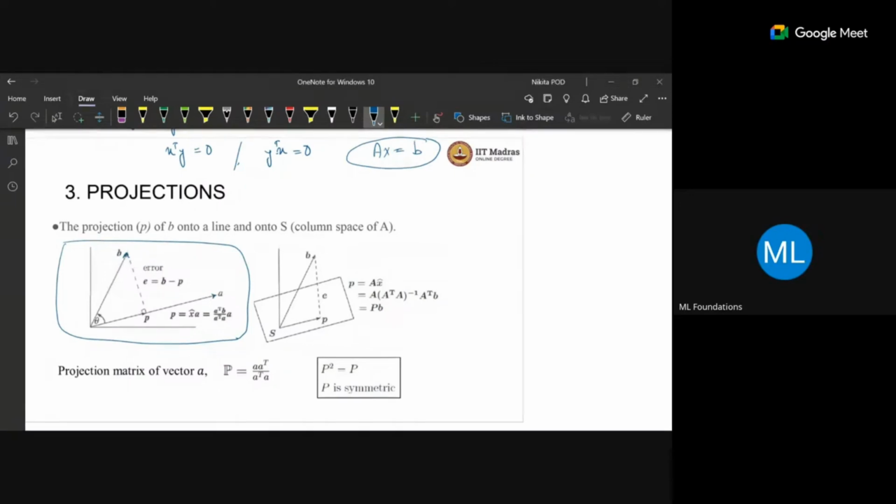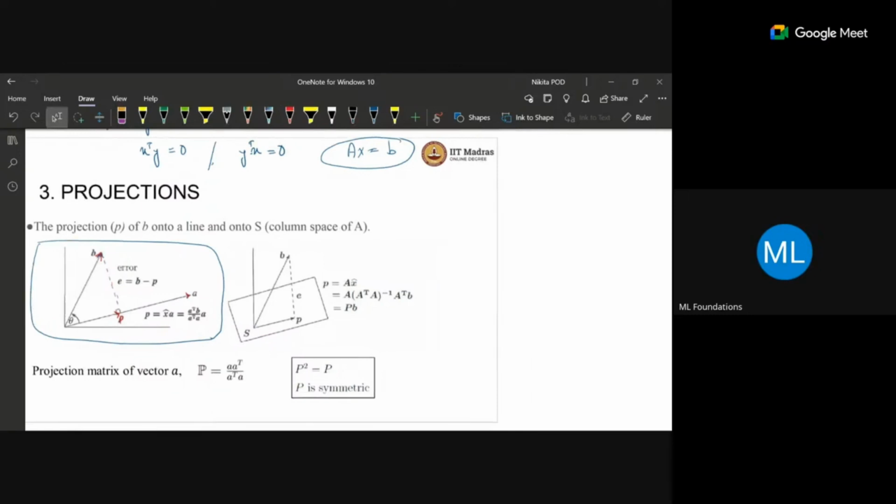All right. So just look at this picture. What we want is to project this b vector onto this line which is given by this vector a. So we have drawn a perpendicular on this line, and we are saying this is p. Now we need to know what is this p. How do we proceed for that? This e is the error term, which is b minus p. And you also know that this e should be perpendicular to a.